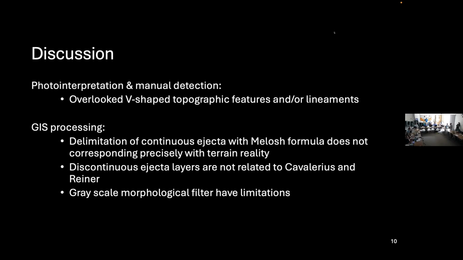In studying the delimitation of the discontinuous ejecta, some observations come to mind. D-shaped topographic features and/or lineaments may have been overlooked. Large craters were masked before processing, but small craters were retained. The discontinuous ejecta layers are made of primary craters not related to Cavallarius and Reiner. When applying the grayscale morphological feature, certain groups of pixels are retained, even though they do not visually correspond to a topographic feature such as a lineament or a V-shape.